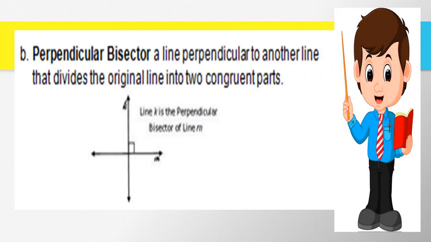The perpendicular bisector is a line perpendicular to another line that divides the original line into two congruent parts. Just like in the illustration below, line K is the perpendicular bisector of line M, which means line K is perpendicular with line M.